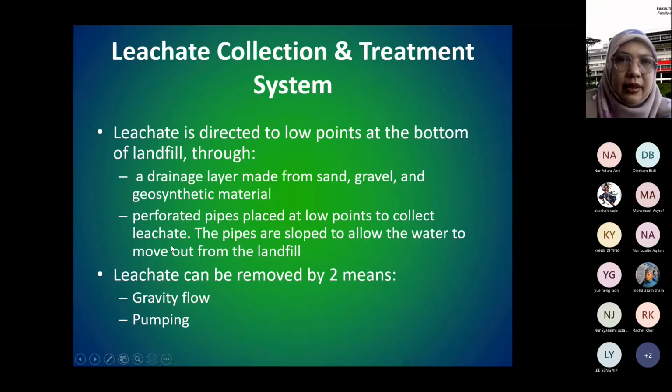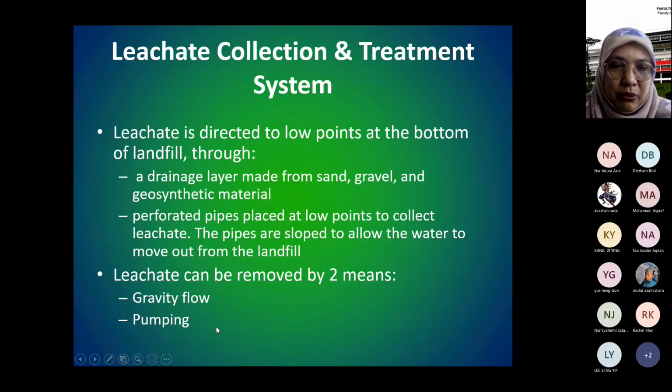The leachate collection and treatment system is directed to low points at the bottom of the landfill. In the design, it should be at the low points, with a drainage layer made from sand, gravel, and geosynthetic materials, which I already discussed with you. Leachate can be removed by two means: by gravity flow, or by pumping.